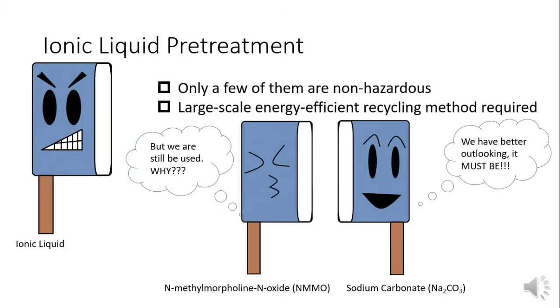Since some challenges need to be faced with the usage of alkaline and acidic pretreatments, ionic liquid pretreatment is also studied. Although only a few ionic liquids are found to be non-hazardous and there is a shortage of large-scale energy-efficient recycling methods, some ionic liquids like N-methylmorpholine N-oxide and sodium carbonate will still be used.